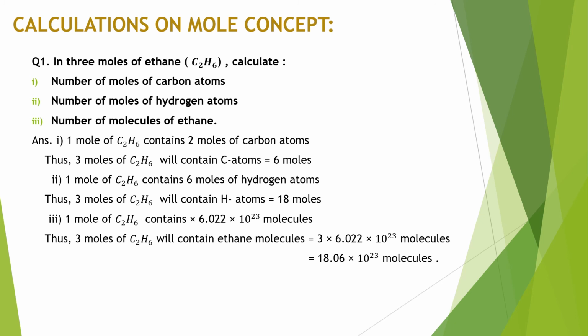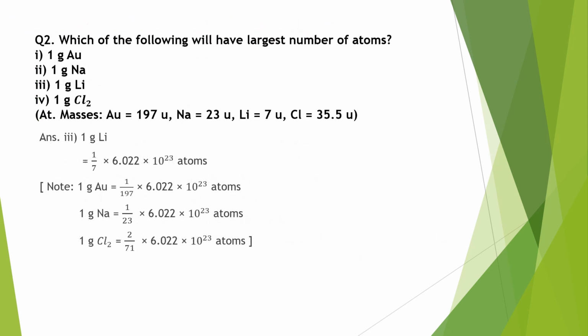So let us discuss one more question. The question is like this: which of the following will have the largest number of atoms? Options are being given to you. First see the question, then try to answer on your own. 1 gram of gold, 1 gram of sodium, 1 gram of lithium, 1 gram of chlorine molecule. The atomic masses are being given to you. You have to tell which one of the following will have the largest number of atoms, meaning the most Avogadro numbers of atoms. So the answer is the third one, 1 gram of lithium.